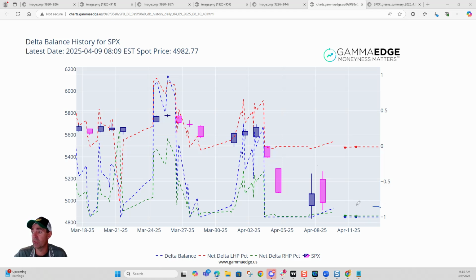So takeaway is delta balance is still pegged at -1. Put speculators are in complete control. We would need to see this improve dramatically to have any sustainable price appreciation to the upside.